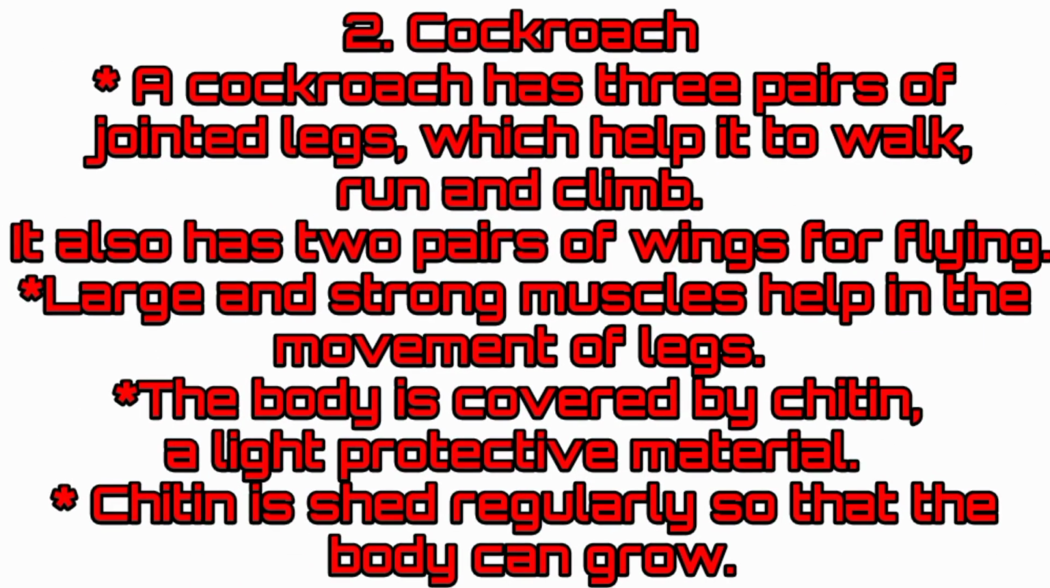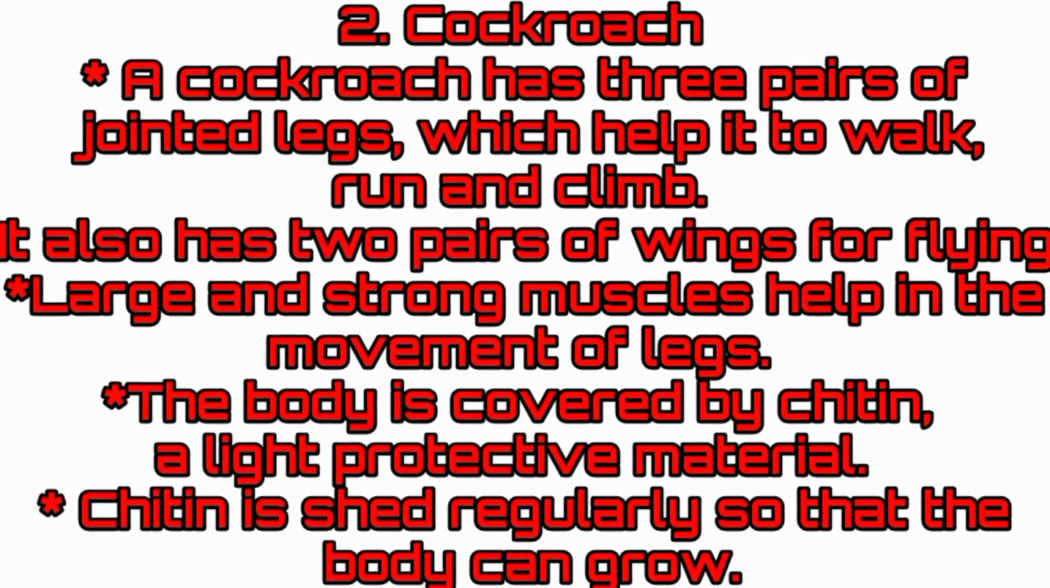Cockroach. A cockroach has 3 pairs of jointed legs which help it to walk, run, and climb. It also has 2 pairs of wings for flying. Large and strong muscles help in the movement of legs. The body is covered by chitin, a light protective material. Chitin is shed regularly so that the body can grow.